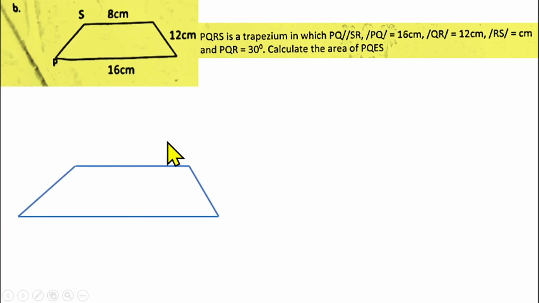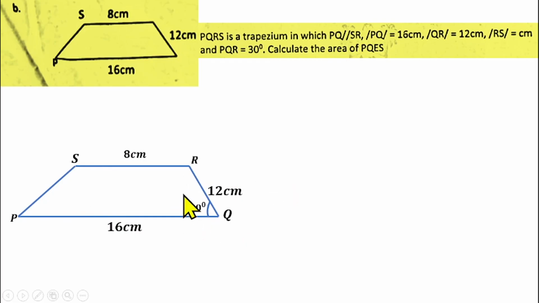Now, if you draw the diagram very well, you have the trapezium PQRS, and if you include the labels, you have 8 centimeters, 16 centimeters, and this is 12 centimeters. We are told that there's angle PQR, which means there's an angle here, which is 30 degrees. So we have to calculate the area of PQRS, so we are looking for the area of this trapezium.